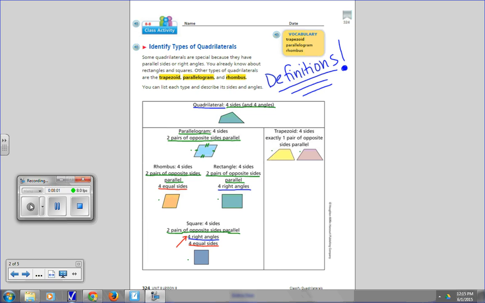Now a trapezoid is a quadrilateral because it has to have four sides, but it has exactly one pair of sides that are parallel. So this side and this side are parallel. They run like that. So, like I said, you just need to have the basic knowledge of this, and we will do the rest in class tomorrow.